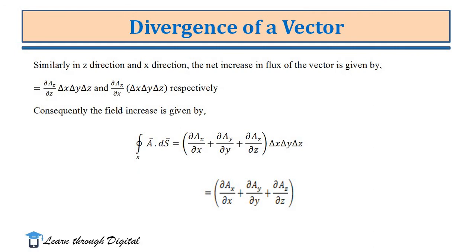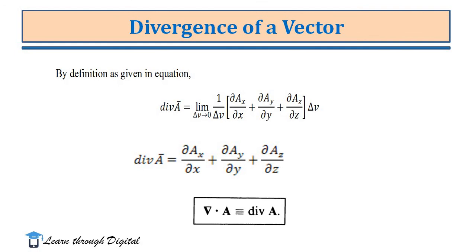Now we substitute the net increase in the x, y and z directions into the surface integral. We will get dou Ax by dou x plus dou Ay by dou y plus dou Az by dou z. By the definition of divergence, we can write the divergence of a vector as dou Ax by dou x plus dou Ay by dou y plus dou Az by dou z. It is mathematically represented as del dot A vector, the spatial derivatives of the vector quantity, which is nothing but the divergence of A vector, del dot A vector.